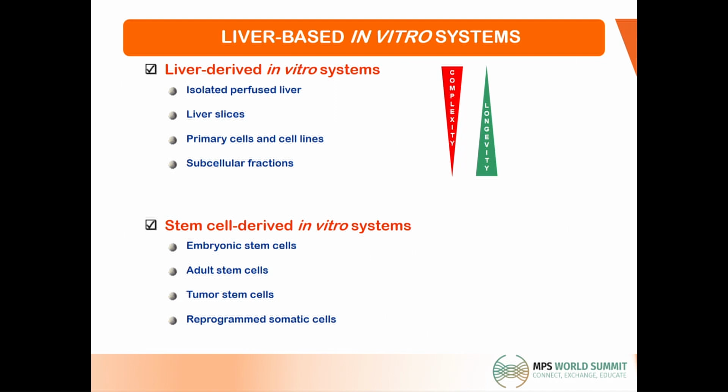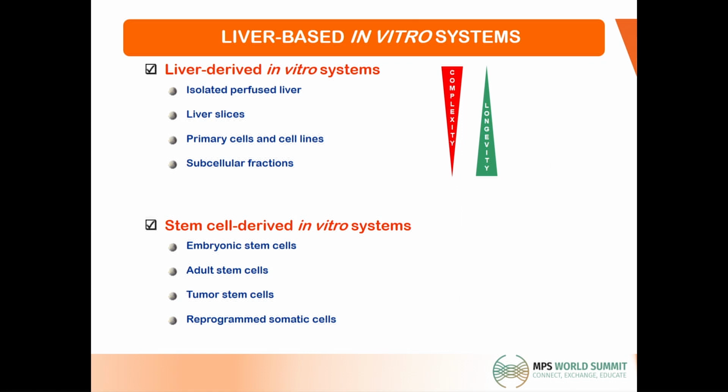The first group, which is still, I would say, the most important one, is the liver-derived in vitro system group. As the name suggests, they are directly derived from freshly isolated liver or liver tissue. They can range from the whole isolated perfused liver over liver slices, primary cells and cell lines and the different cultures, all up to subcellular fractions. And as you can imagine, they all differ in complexity and hence in longevity.